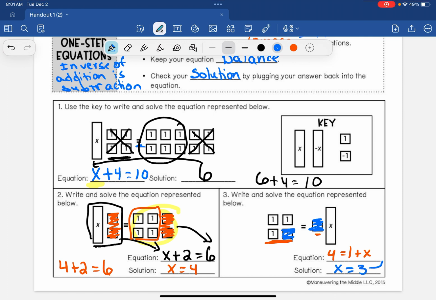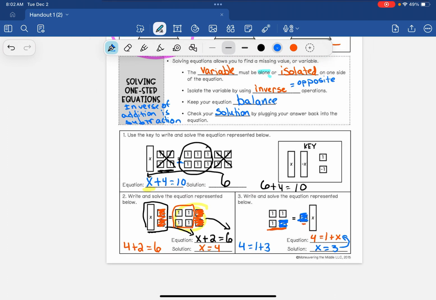And then our last step is to check it by substituting it in there. So 4 equals 1 plus 3. And we know we solved it correctly because 1 plus 3 is 4.